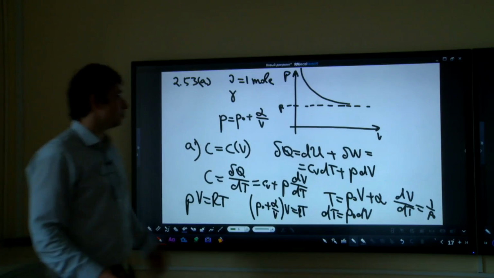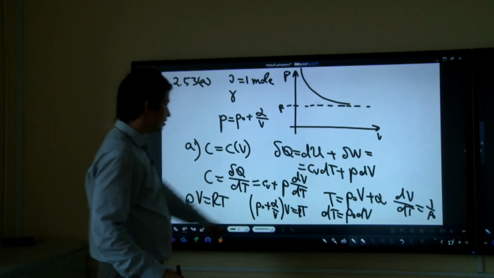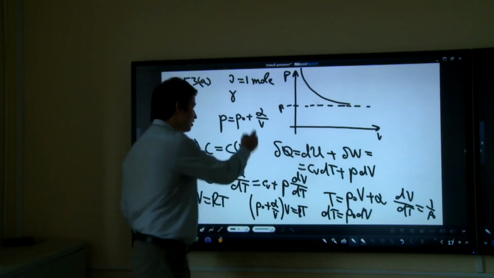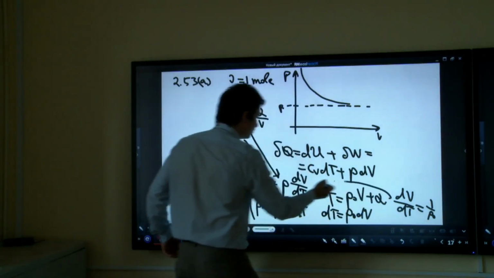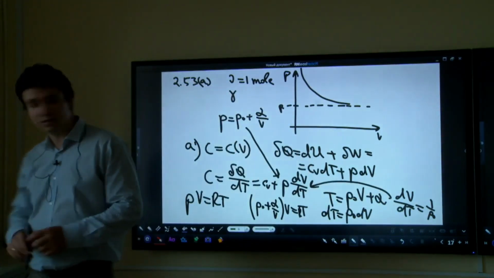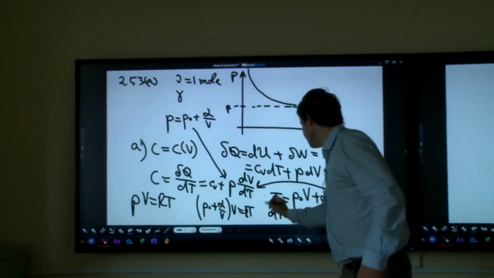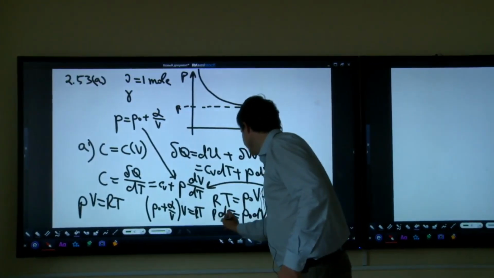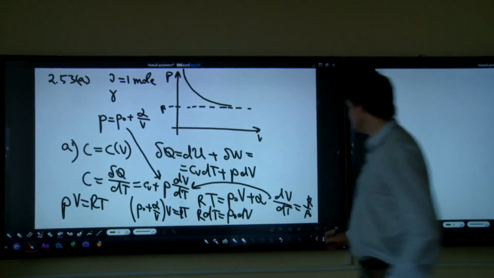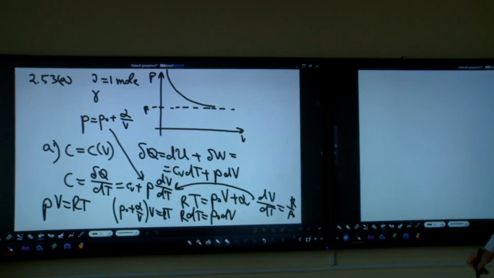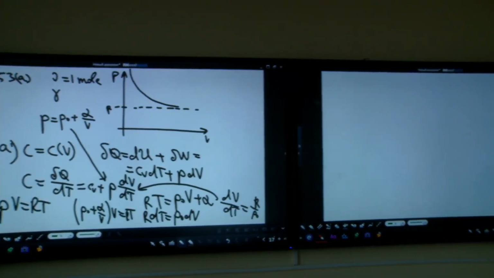Okay, now I'm concluding my calculation. So now I have this dV over dT. The pressure is already given, so I insert the pressure from here, dV over dT from here, and obtain my heat capacity. Forgot the R. Where? Here. Yeah, sure. Thank you. R dT equals P0 dV, so dV over dT is R over P0. That should be correct. Yeah, that should be correct.